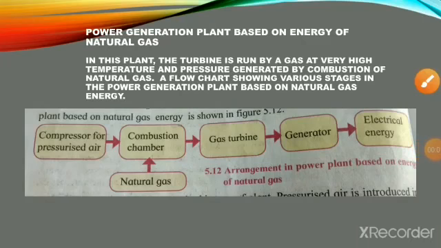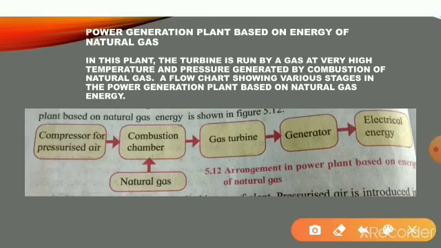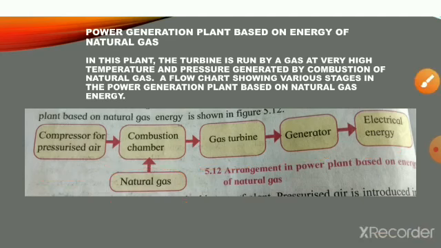Power generation plant based on energy of natural gas. In this plant, the turbine is run by gas at a very high temperature and pressure generated by combustion of natural gas. A flow chart shows various stages in the power generation plant based on natural gas, given below. So we'll see here the compressor for the pressurized air, then the combustion chamber of natural gas, then gas turbine, generator and electrical energy.